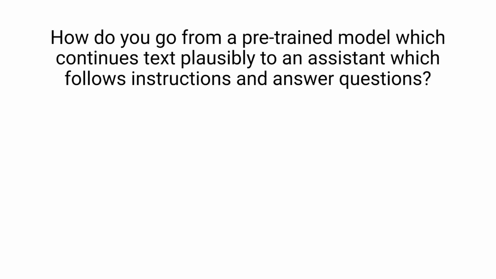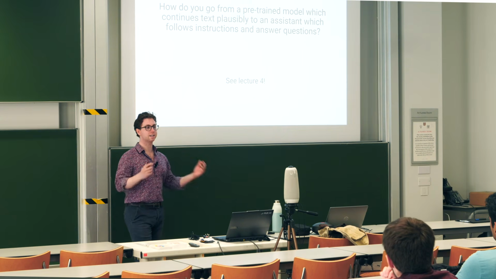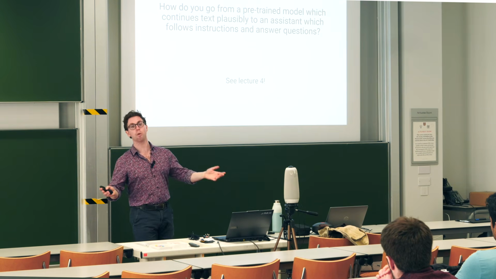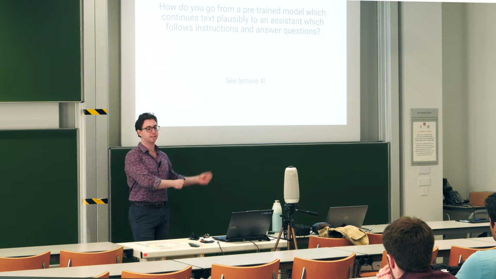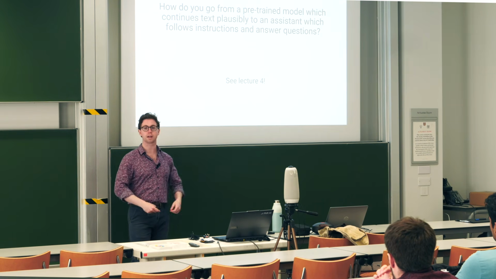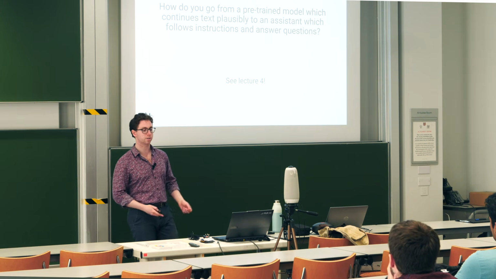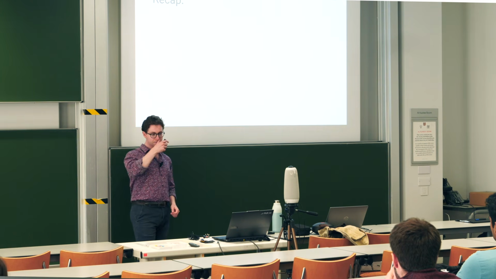Okay, so given this, how do you go from a pre-trained model, which continues text plausibly, just animating text in the most likely way, to an assistant that follows instructions and answers questions? That's lecture 4. We'll come back to that at the beginning of part 2, and part 2 will all be about this question of how I get a system that continues text plausibly, and how I turn it into an assistant that follows instructions and answers questions.